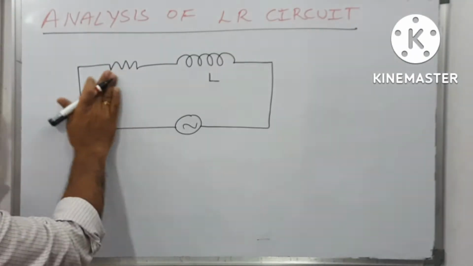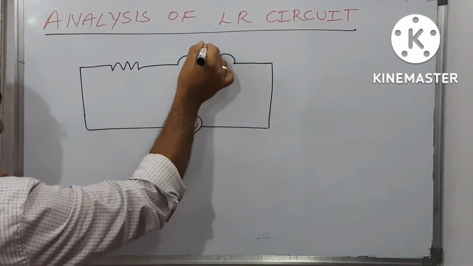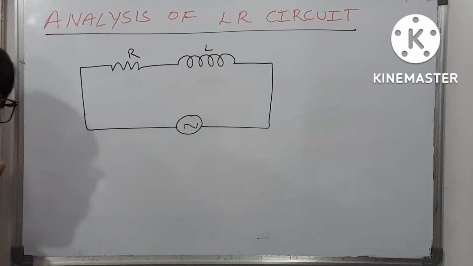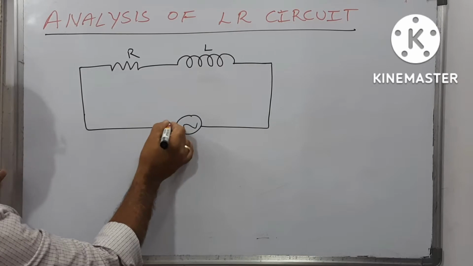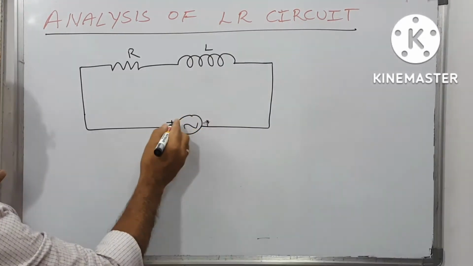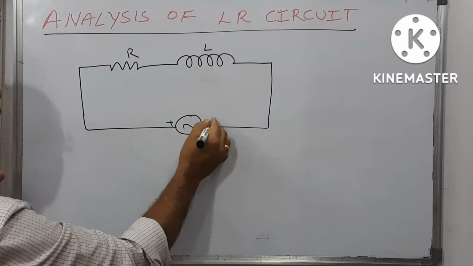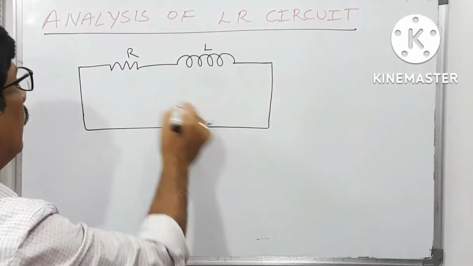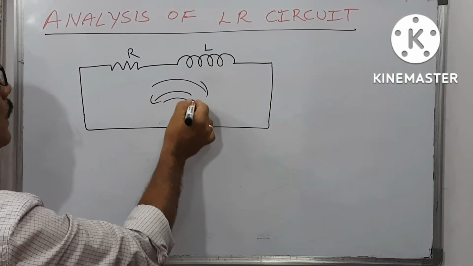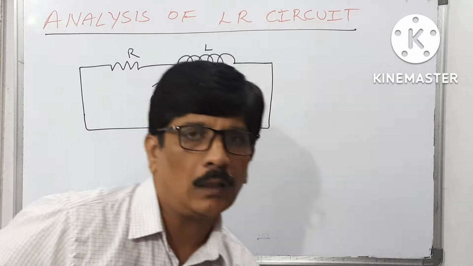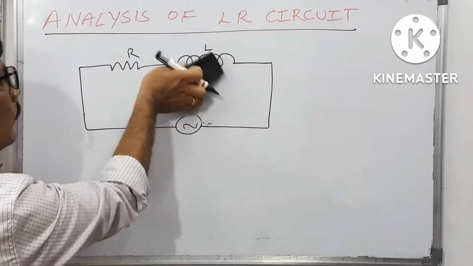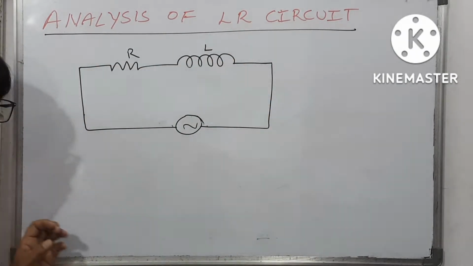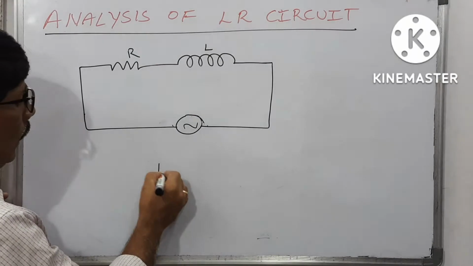Let us go for discussion. Assume that this is the inductor of self-inductance L, and this is the resistance of resistance R. When the alternating current passes through this resistor, assume that this end is positive, this end is negative. After some time, this end becomes negative, this end becomes positive. So that means the current goes on changing from one direction to another direction. This is called the alternating current.